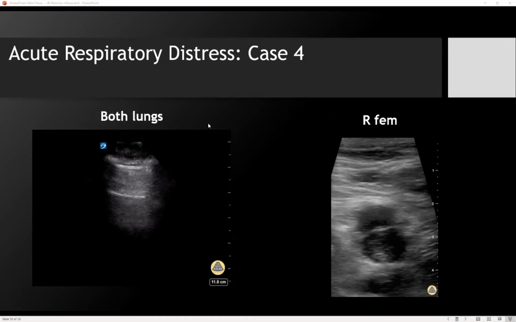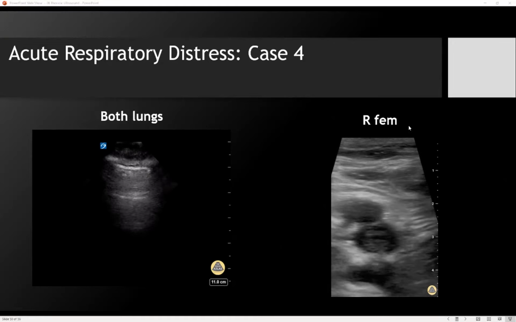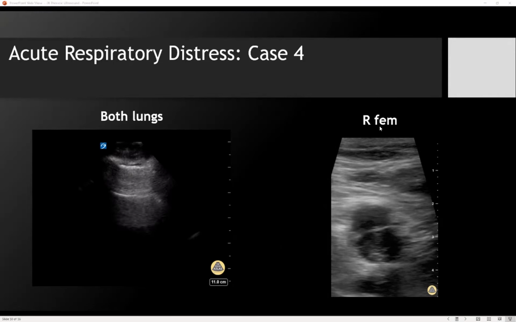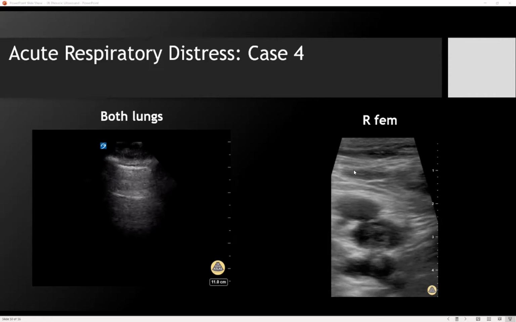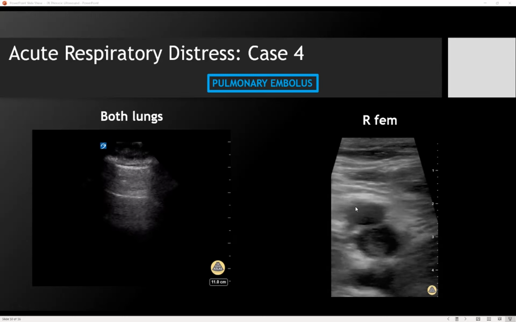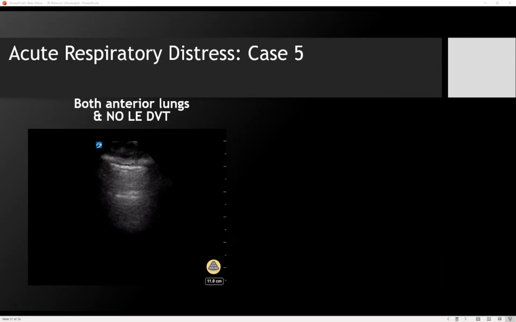So this patient with acute respiratory distress, this is the right femoral. Sorry for not specifying at the top. I brought in, we didn't do vascular yet, but yep. So PE, right? Acute respiratory distress, normal lungs, and you have a DVT. This patient probably has a PE, not diagnostic.